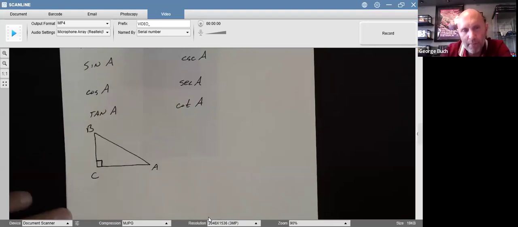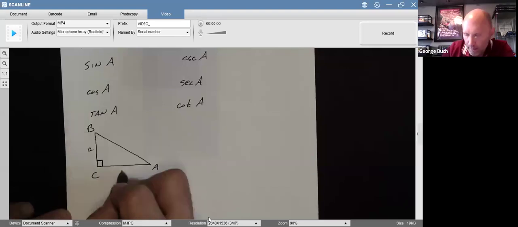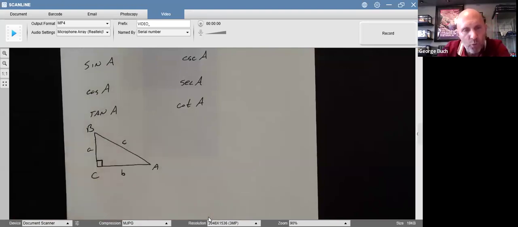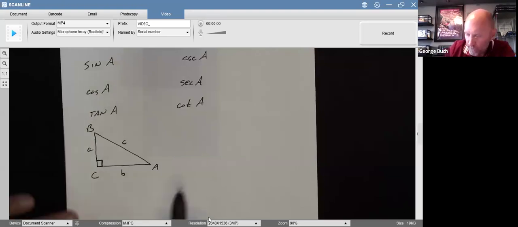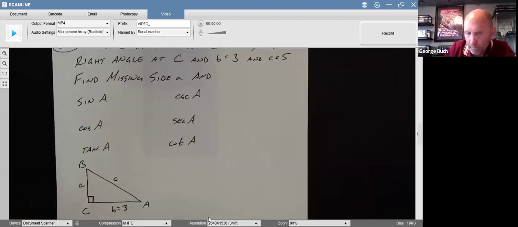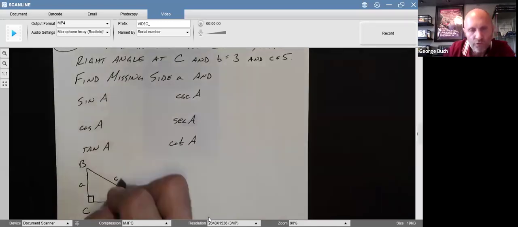But what does matter is that angle A is across from side A. Angle B is across from side B. And angle C is across from side C. So no matter where I put A and B is fine, but I have to make sure that I put side A and side B in the correct spot. Now it told me what? B is 3. So side B is 3, so down here. And it told me side C is 5, so that means the hypotenuse is 5.